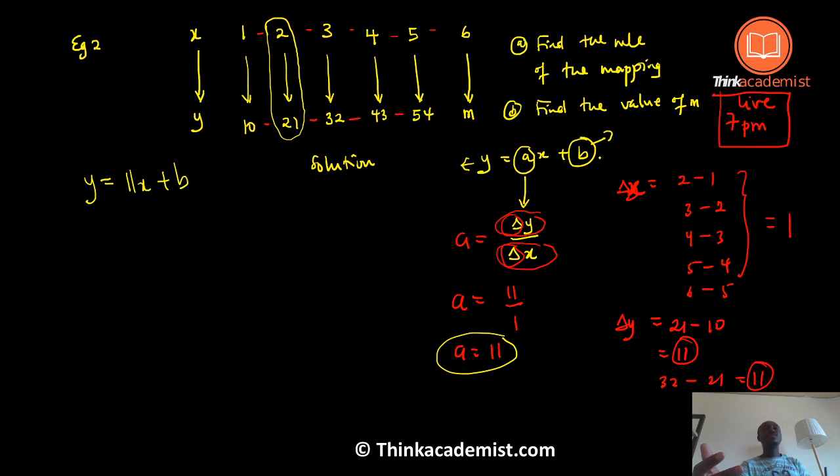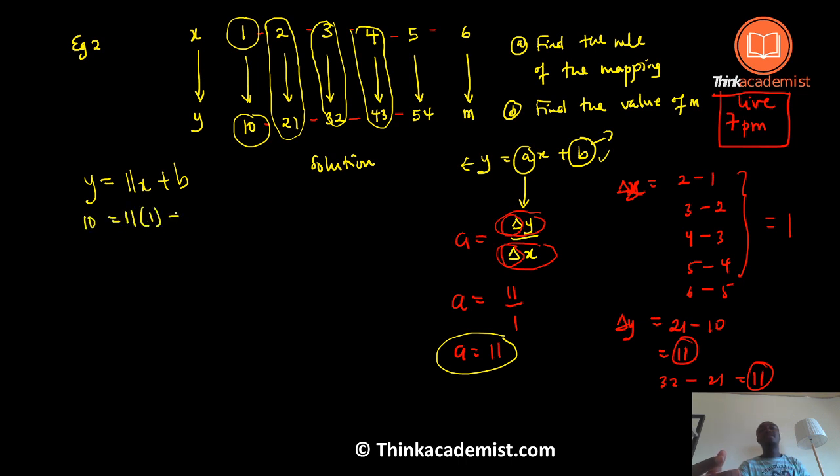Now our goal is to find this b. How do we find this b? We can select any corresponding value. You can pick a pair and then fix it in. So I will decide to use the 1 and the 10 because it makes my calculation easy. It means that wherever I see y, I'm going to fix in 10, and wherever I see x, I'm going to fix in 1. So let's do that. This would be 10 equals 11 times 1 plus b.